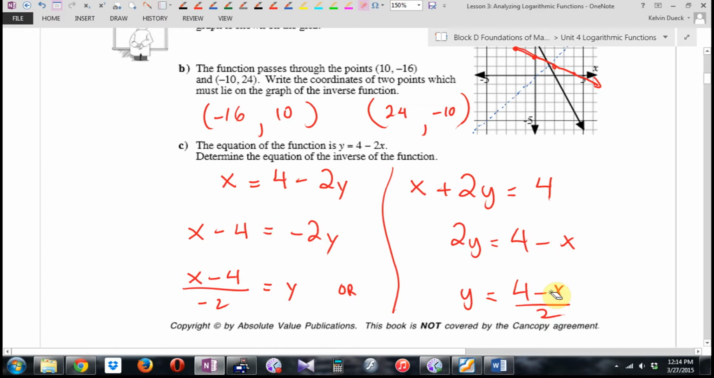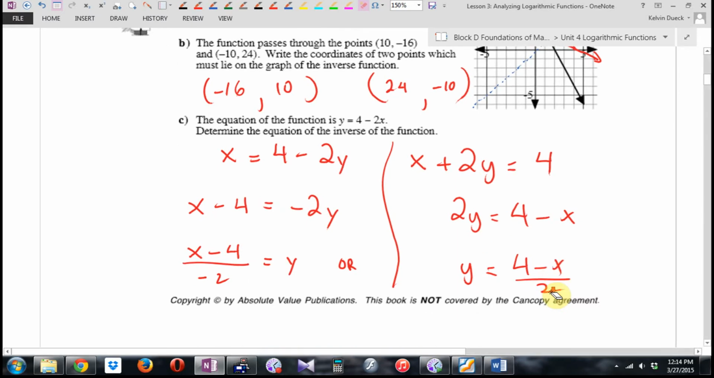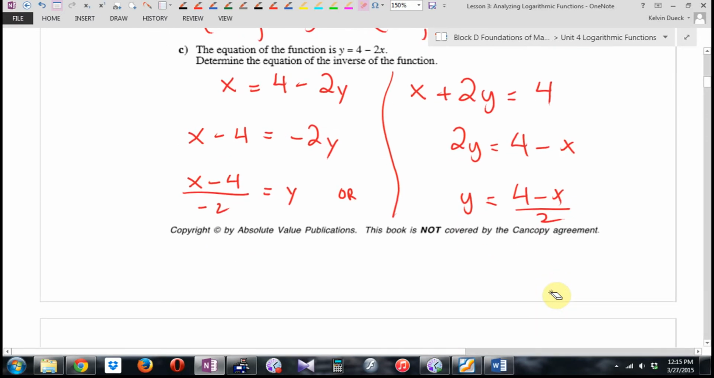How do I find an inverse? On the graph, switch the x and y around. On the equation, well, switch the x and y around, but then get the y by itself. So far, so good?